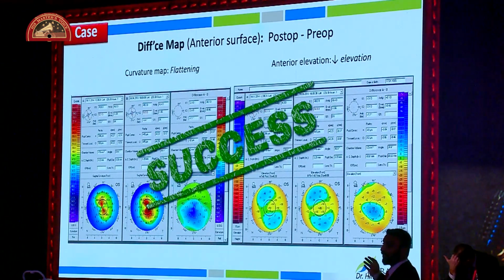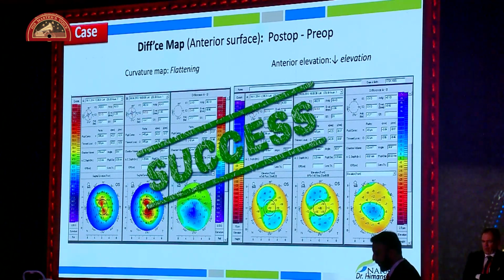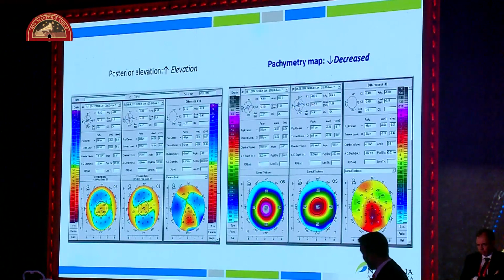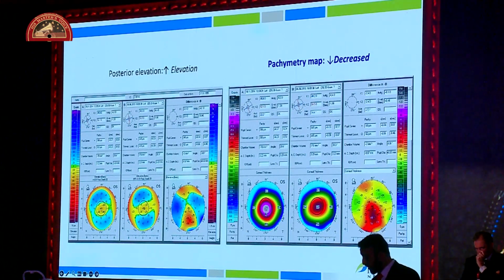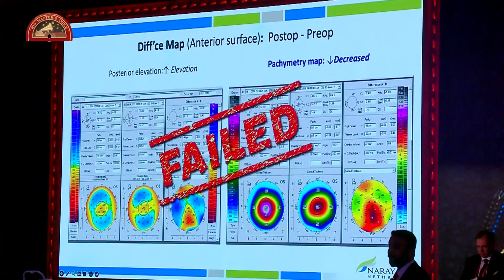That means, well, it's working. There is a regression there, and we are very happy. The interesting part starts here. When we see the posterior surface, there is actually an increase in the posterior elevation, and there is a reduction in corneal thickness. That means the keratoconus is progressing. That means it's failed.